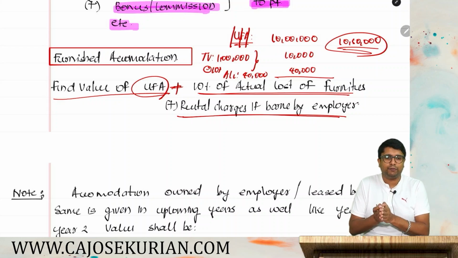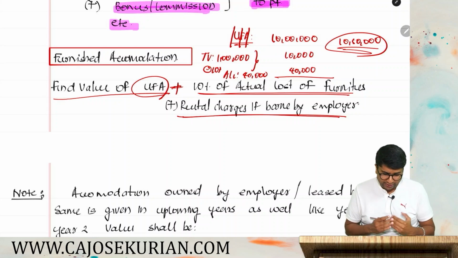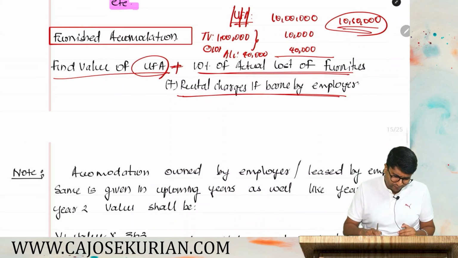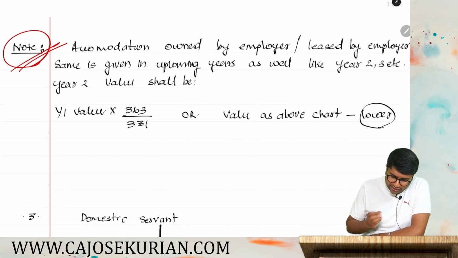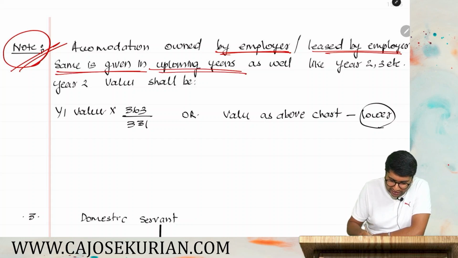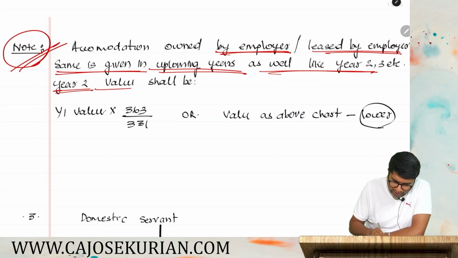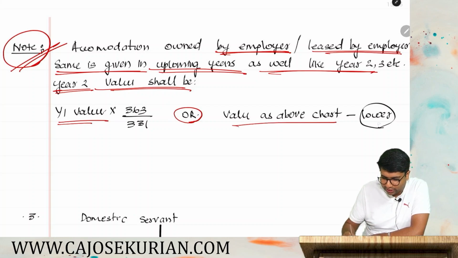You take the annual rental charges suffered by the employer for the purpose of computing the perquisite. I hope that point is also clear for you. Now, there is one more note. What is that, friends? Accommodation owned by the employer or leased by the employer. The same is given in the upcoming years as well, like year 2, 3, etc. Year 2 value shall be year 1 value into 363 by 331 or value as per the above chart, whichever is lower.